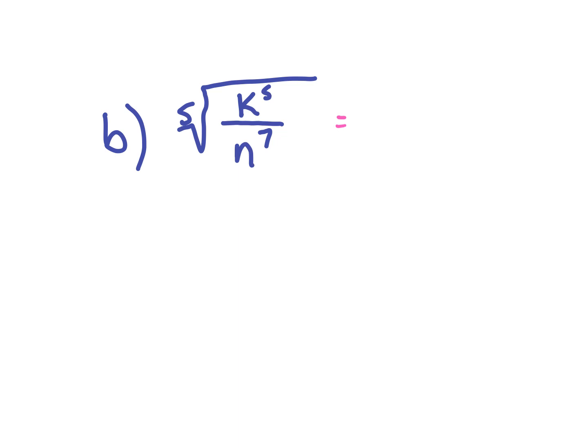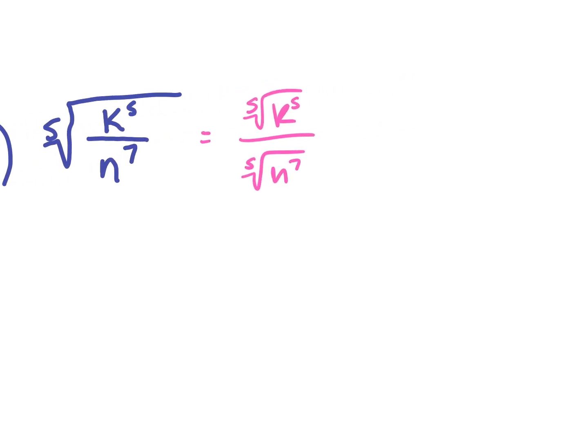So here, before we simplify, I'm going to split it up because we're just doing one letter at a time. So let's do the K's and then we'll do the N's. So I have the 5th root of K to the 5th power over the 5th root of N to the 7th power. So we can do the top first.